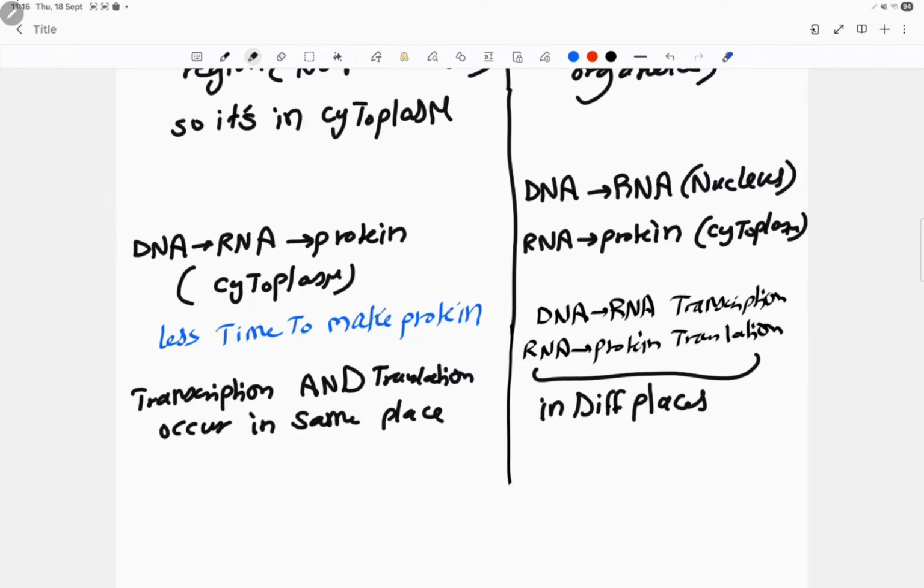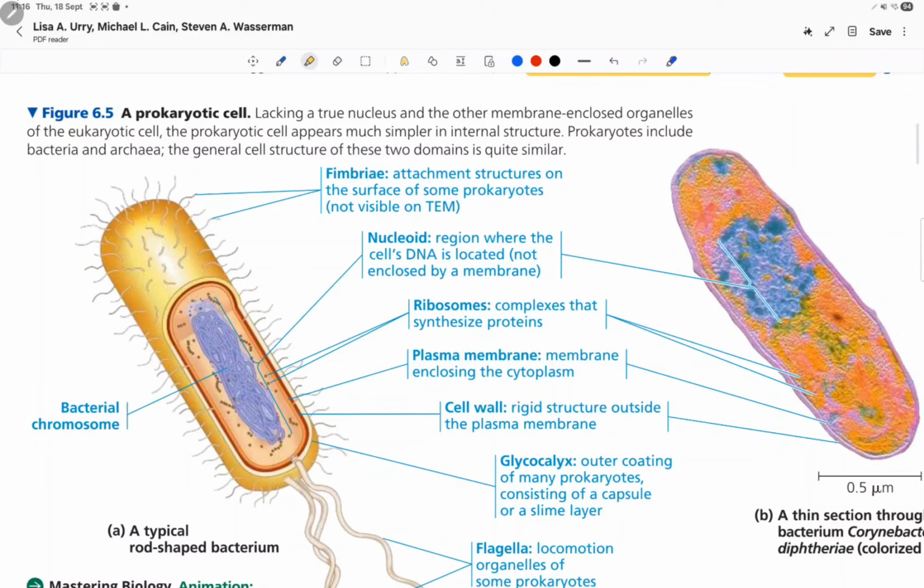Good. Let's see what else we can get. So here's going to be a simple diagram of a prokaryote. When I say a prokaryote, I just mean a bacteria. And as you guys can see, they only have a single chromosome. Just one chromosome, which tends to be circular. Right now, it's not so circular, but in fact, it is circular.